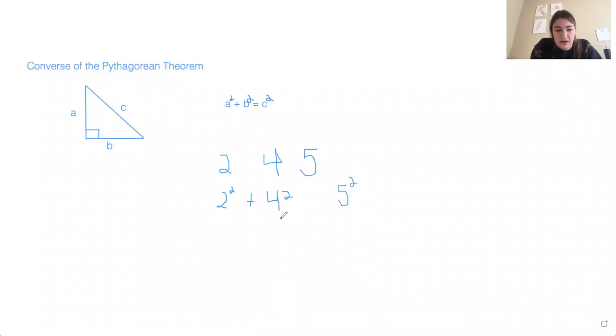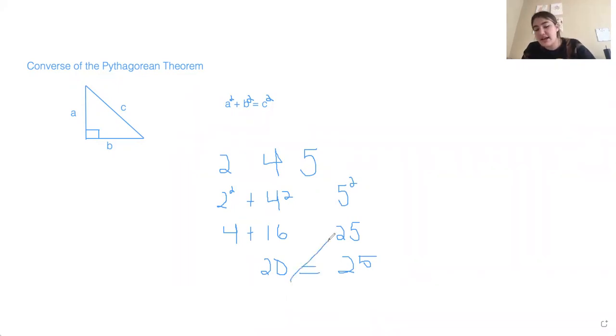So 2 squared is 4. 4 squared is 16. And 5 squared is 25. So 20 and 25. So as you can see, these numbers are not equal, meaning that a triangle with side lengths of 2 feet, 4 feet, and 5 feet is not a right triangle. Does that make sense? Let's do another example.